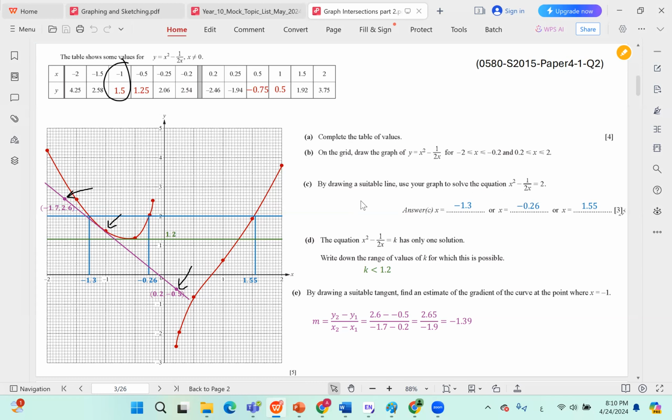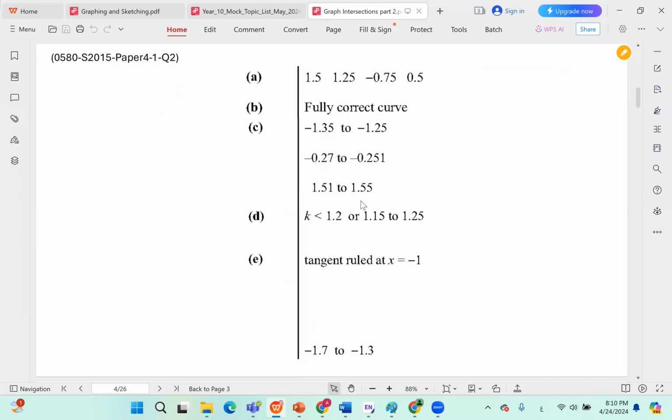So now that we have the points we need, we plug them into the equation of the slope. So for the equation of the slope, we just do y2 minus y1 over x2 minus x1, and the answer will be negative 1.39. Of course, this is not an exact answer. It just needs to be within the correct range. So, for example, negative 1.39 lies between negative 1.3 and negative 1.7. So we know that it's correct.